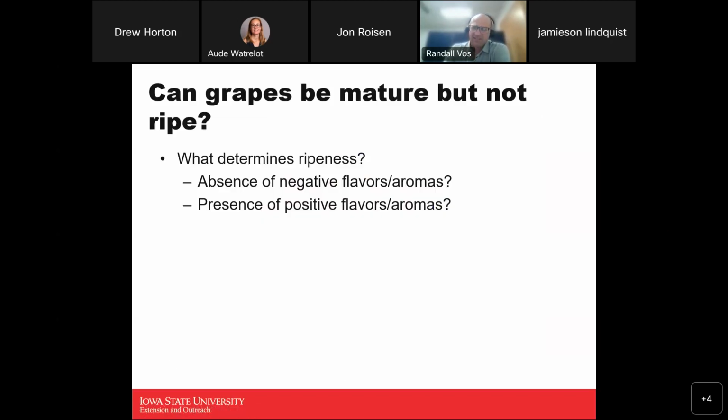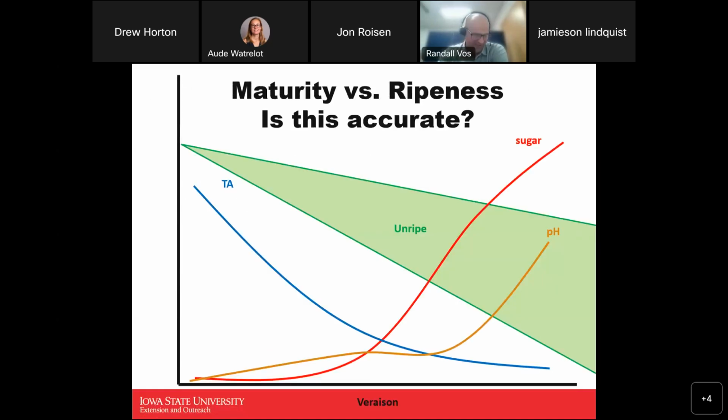So can grapes be mature and not ripe? My answer to that is yes. They can be mature but not ripe, because ripe, I would say, is we decrease negative flavors and increase positive flavors. And so you know, we got this complex matrix of Brix, pH, TA, and I think a lot of us, me included, kind of have this view that, yeah, as grapes ripen, the unripe flavors decrease, and your viticulture practices are going to affect whether it decreases quickly or slowly.